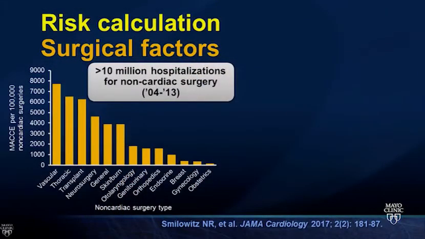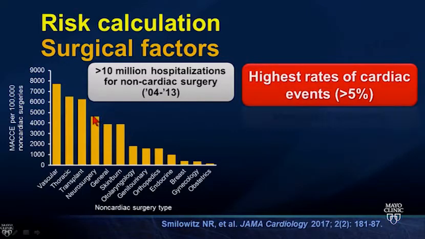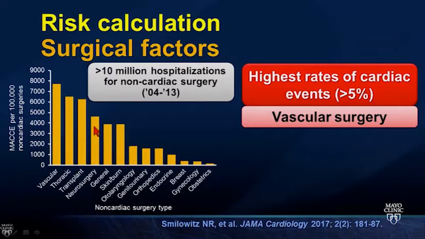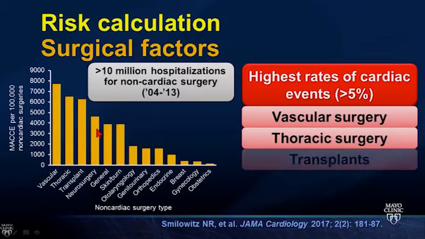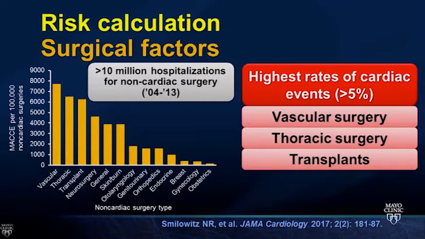The next step is to look at their surgical risk. This is data from over 10 million hospitalizations. It was just published in JAMA Cardiology earlier this year. And this data, which is relatively recent, 2004 to 2013, identified a few different surgical types where cardiac event rates in the setting of non-cardiac surgery were over 5%. Those surgical types were vascular surgery, thoracic surgery, and transplantations. So if a patient is undergoing one of these operations, you can consider them undergoing a high-risk procedure.